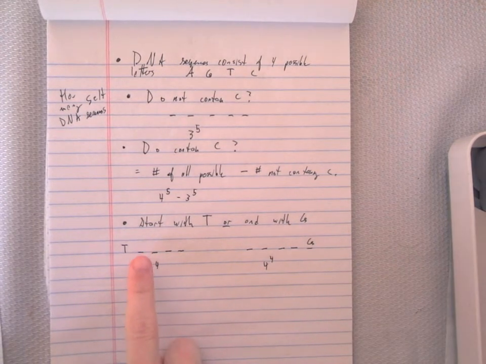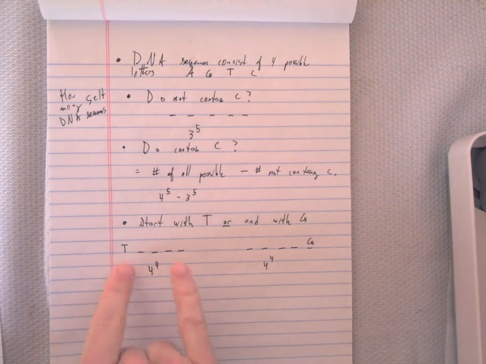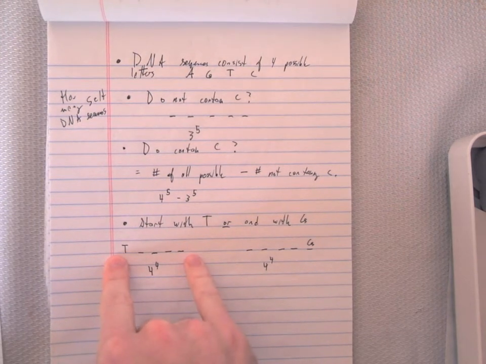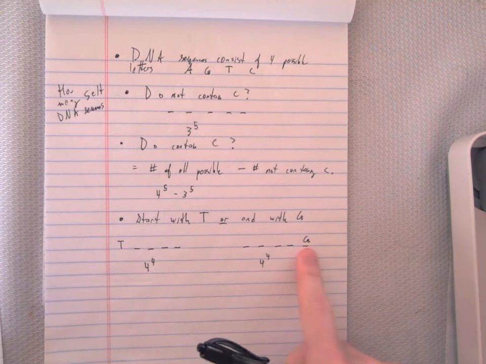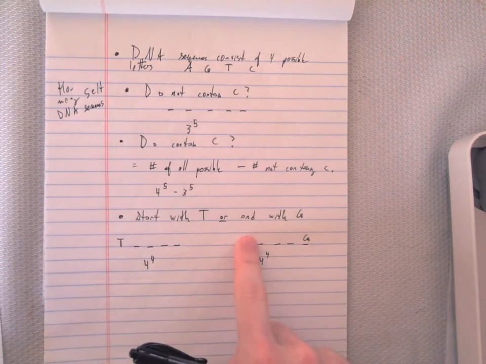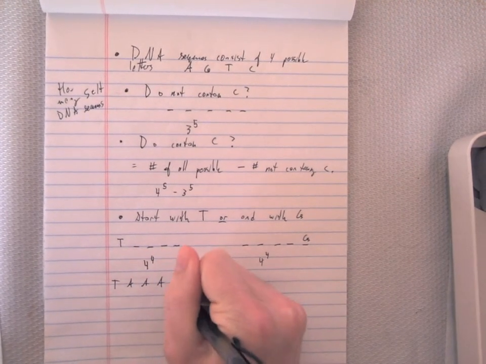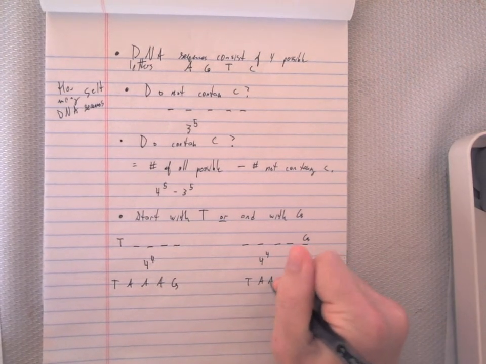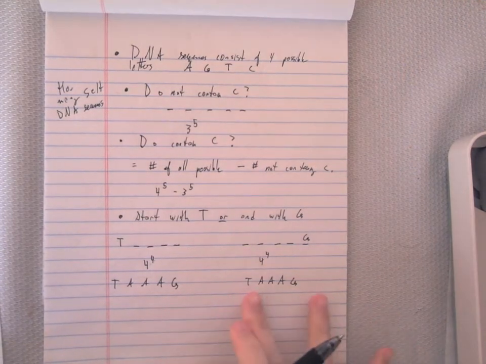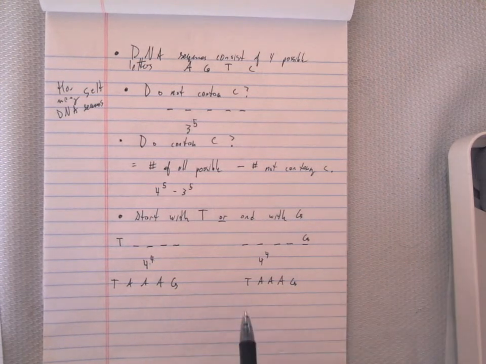Okay, but the issue is we're actually double counting here, because in here we're counting all possible things that start with T. Well, some of the things that start with T also end with G and have some sequence in the middle. And they're also being counted over here because some of these sequences that end in G also start with a T. So in particular, for instance, this sequence T, A, G is counted once in this 4 to the 4. It's also counted once here, T, A, G, right? So it's being doubly counted. And so to rectify this, I need to subtract off those things that are doubly counted.